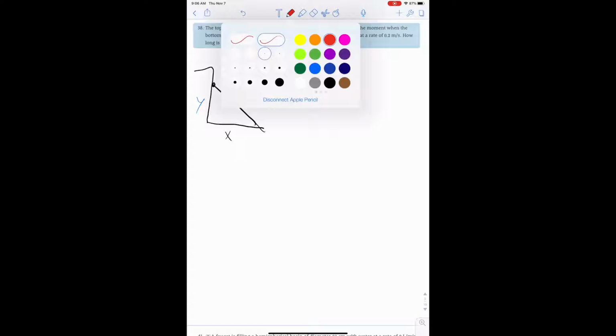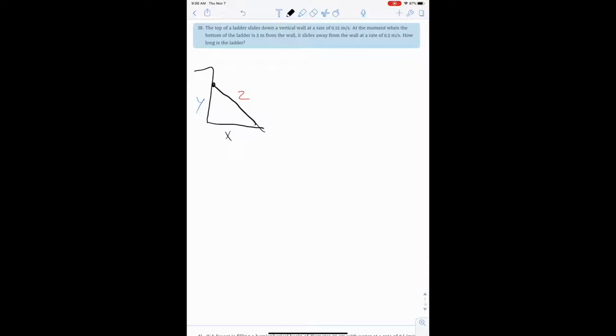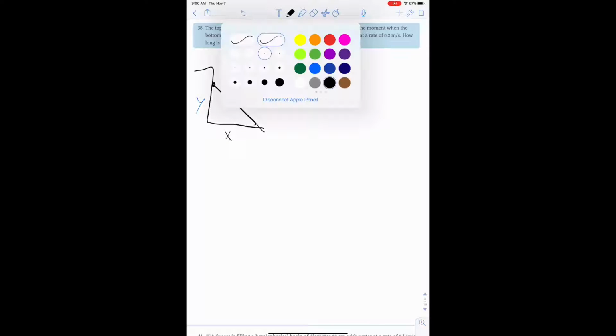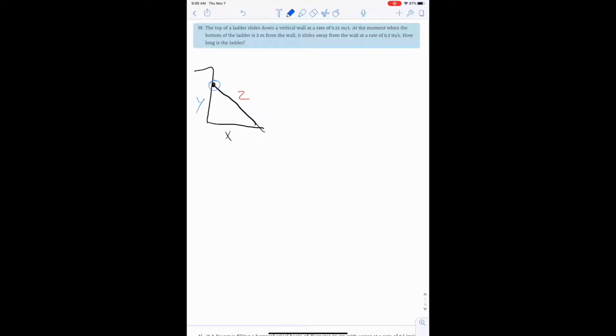And now, after you've done a diagram, the best thing to do is to list everything that the problem gives you. So it says that it slides down a vertical wall at a rate of 0.15 meters per second. So what's happening is that this part right here is moving down at that rate. So we have dy/dt equals negative 0.15 meters per second. And the reason it's negative is because it is going downwards, right? It's sliding down, so we have to put negative 0.15 here.